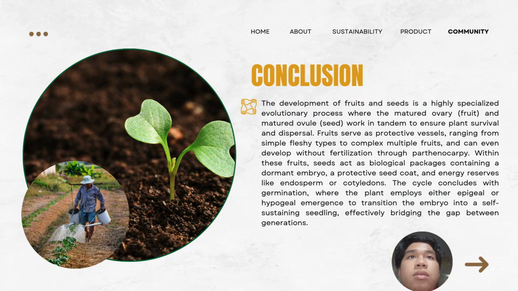So in conclusion, the development of fruit and seed is a highly specialized evolutionary process where the mature ovary and the mature ovule work in tandem to ensure plant survival and dispersal. Fruits serve as protective vessels, ranging from simple fleshy types to complex multiple fruits, and can even develop without fertilization through parthenocarpy. Within this fruit, the seed acts as a biological package containing a dormant embryo, a protective seed coat, and energy reserves like the endosperm or cotyledon.